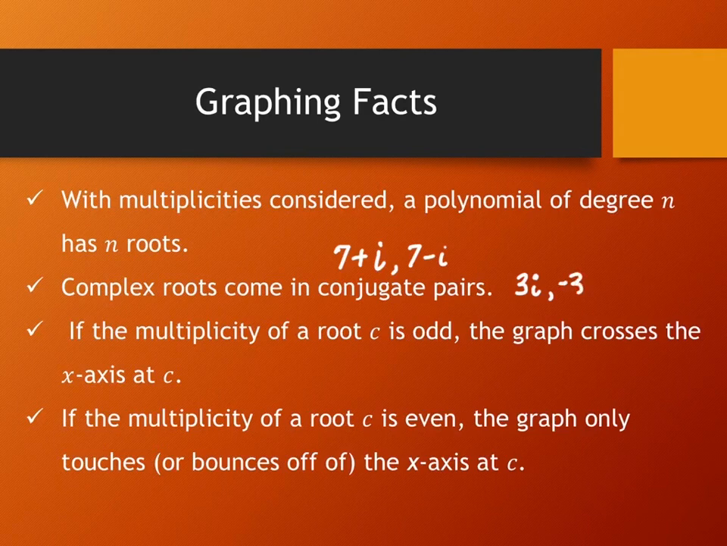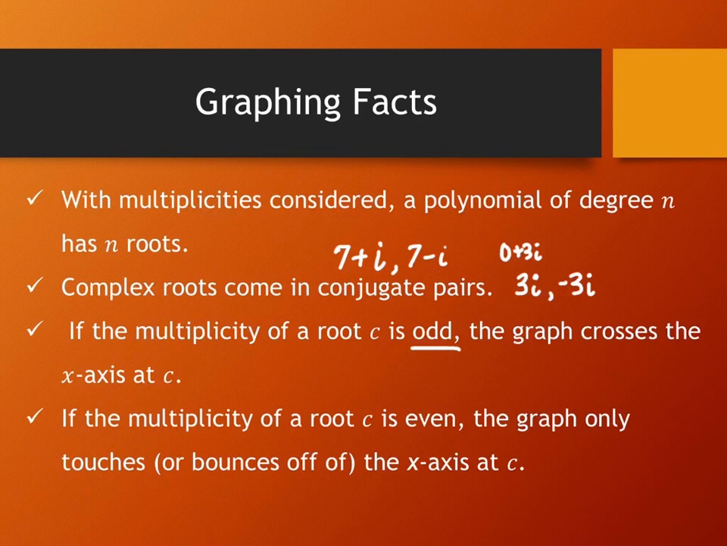Right, negative 3i. They occur in pairs, and really that's because this is 0 plus 3i. I mean, that's what 3i means. So you have 0 plus 3i, 0 minus 3i, okay? So those are always going to occur in pairs. We're going to see some examples of that.